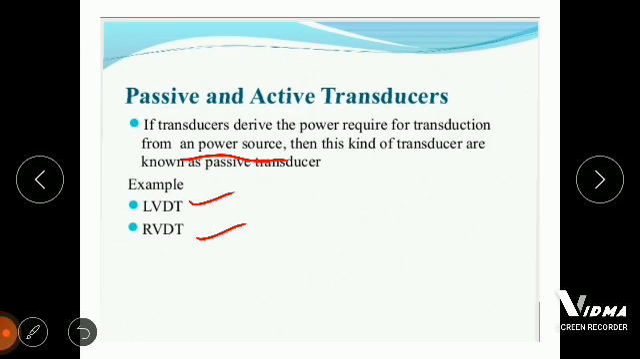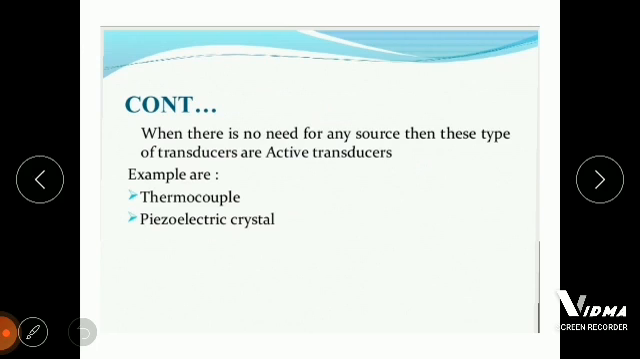In case of an active transducer, when there is no need for any source, these types of transducers are active transducers. For example, thermocouple and piezoelectric crystal oscillator. In thermocouples, two metal junctions are used, one cold and one hot, and the difference of their temperature will generate an EMF. So they don't need any external voltage. Similarly, a piezoelectric crystal will generate some frequency output on the basis of its vibration characteristic.